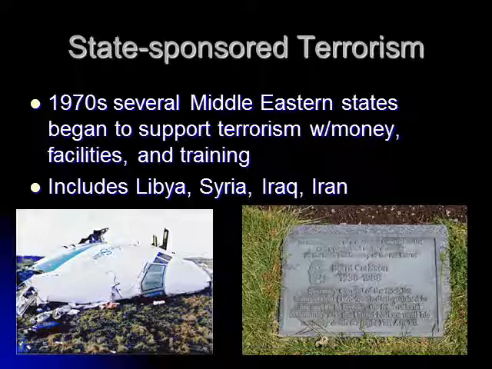State-sponsored terrorism. In the 1970s, several Middle Eastern states began to support terrorism with money, facilities, and training. Some of these countries include Libya, Syria, Iraq, and Iran. The picture shows you what's left of Pan Am Flight 103 over Lockerbie, where a Libyan-supported terrorist put a bomb on a plane, and to the right you see the grave of someone who passed away in that bombing.